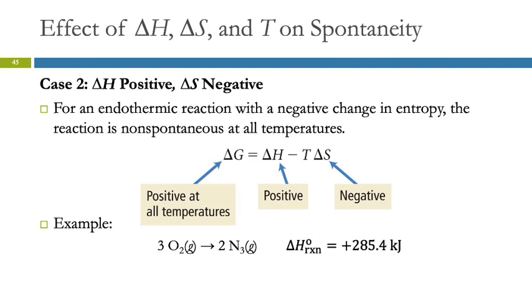Delta H is positive, delta S is negative. So delta H is positive, this would be an endothermic reaction and a negative change in entropy. So a positive minus a negative makes it more positive. Delta G is positive at all temperatures. So this reaction is not spontaneous at any temperature.